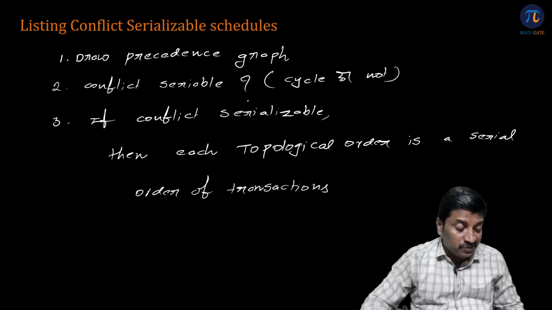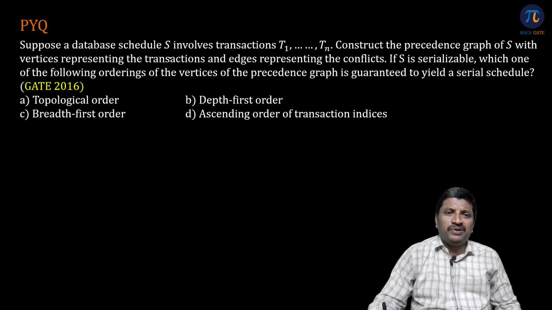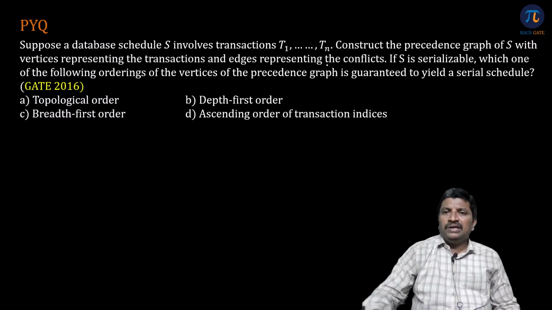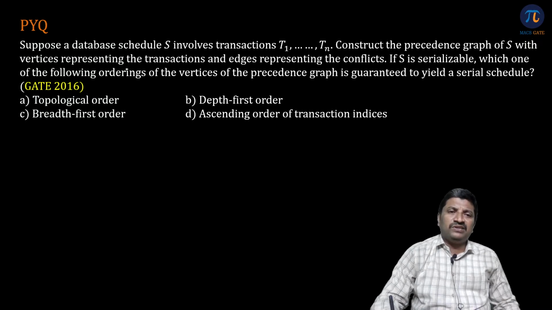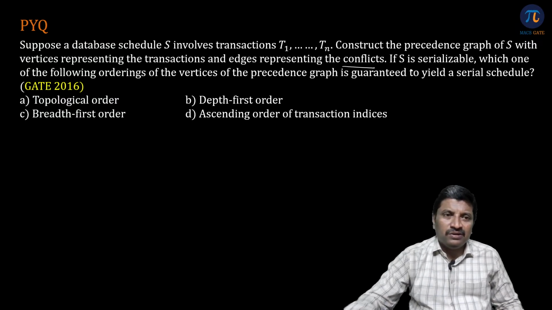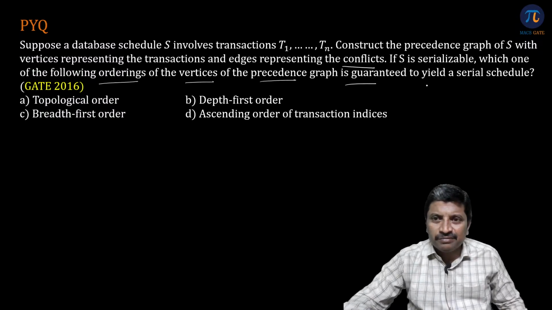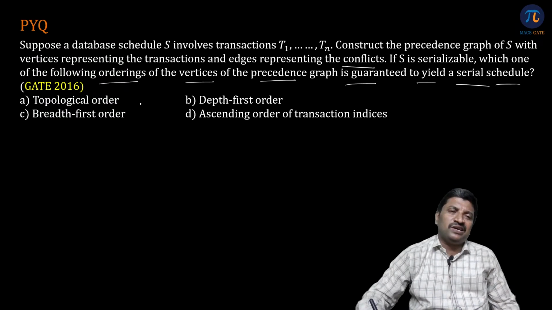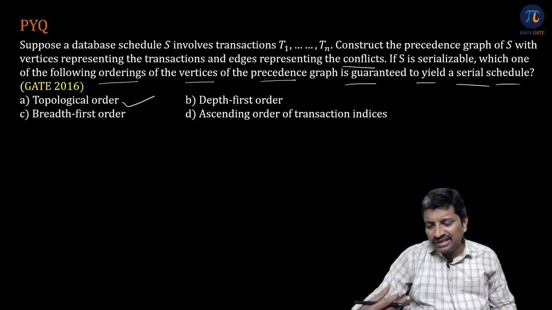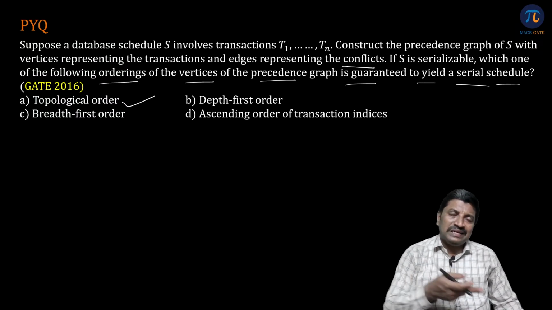Then let us do one previous question based on this. It is a theory question, sir. Suppose a database schedule S involves transactions T1, T2 and so on to Tn. Construct the precedence graph of S with vertices representing transactions and edges representing conflicts. If S is serializable, then which of the following orderings of the vertices of the precedence graph is guaranteed to yield a serial schedule? Topological order, right? We don't consider any other order, BFS, DFS and so on. Each topological order will produce a serial schedule to which the given schedule is equivalent.